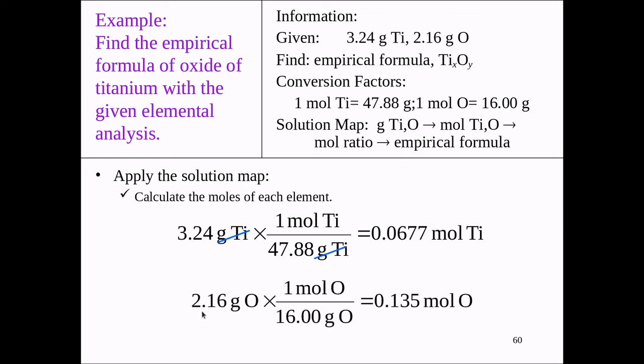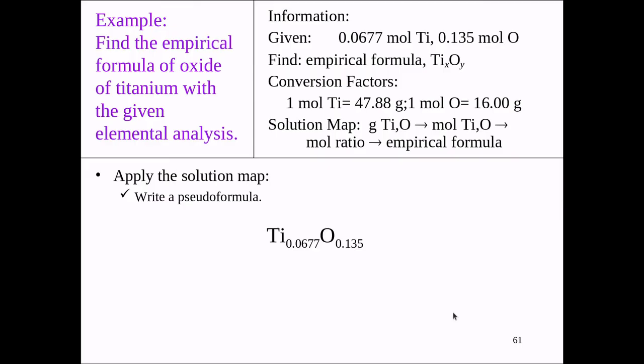We take that 2.16 grams of oxygen that we calculated from the difference of the final compound and the initial titanium, and we'll divide it by its molar mass to figure out how many moles of oxygen we have. Now we can write our pseudo formula. Again, we're not going to let it sway us that this is kind of a weird looking thing. What we're going to do is we're going to just divide by this smallest value here.